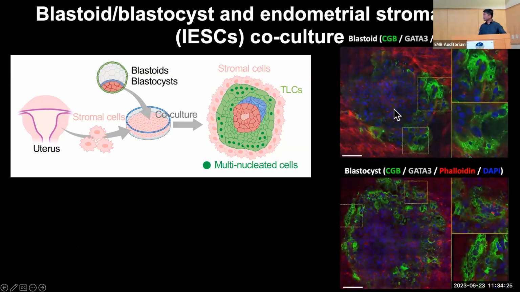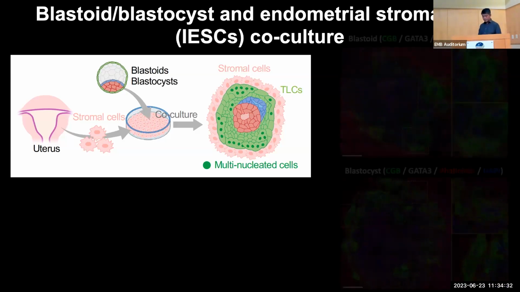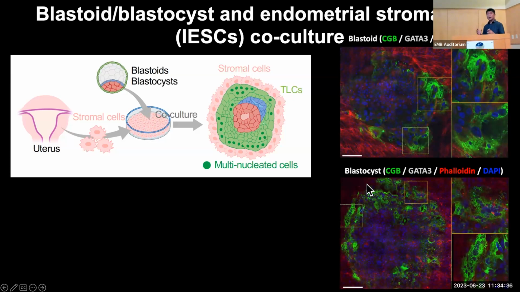So these are the images that we took after about 5 days of co-culture. On the top is a human blastoid, and at the bottom is a human blastocyst growing on top of these endometrial stroma cells. So one thing we immediately noticed is that at the edge of the outgrowth, when the trophoblast cells make contact with the endometrial stroma cells, the trophoblast cells become multinucleated, become syncytialized, which is one of the differentiation fates of the trophoblast cells into syncytial trophoblast. And so this suggests that indeed the stroma cells promote syncytialization of the trophoblast cells, especially at the outer edge. Maybe cell-cell contact is needed for this to happen.